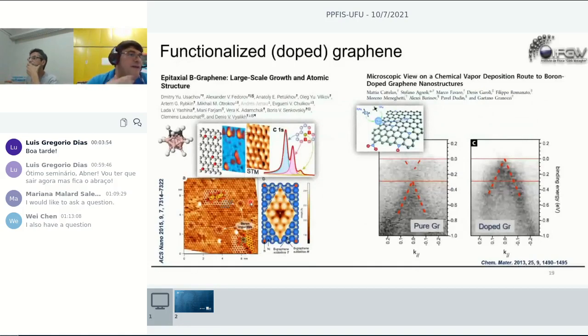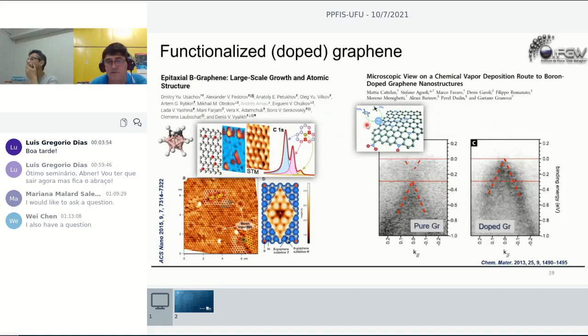What is the idea? We know graphene is a zero-gap semiconductor. That means to use graphene for sensors and other applications, it is interesting to open the gap. One idea to open the gap is doping the material. You can dope with nitrogen, you get an N-type semiconductor. You dope with boron, for example, you get a P-type semiconductor. And people have used different strategies. For example, in this case, they use this kind of molecule to grow graphene doped with boron. And they could see some amount of doping for the graphene.